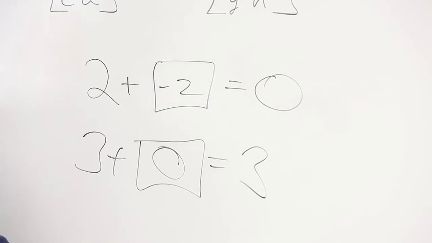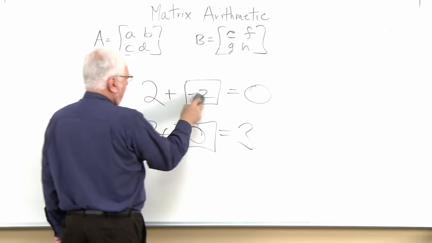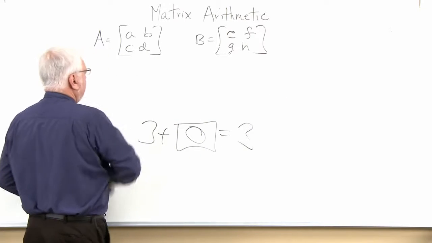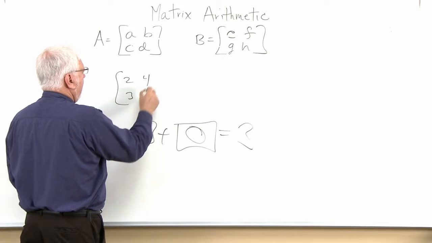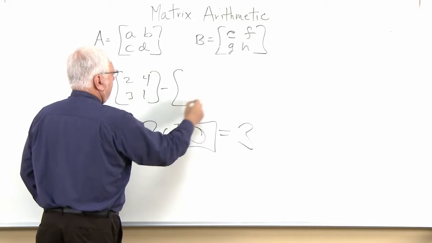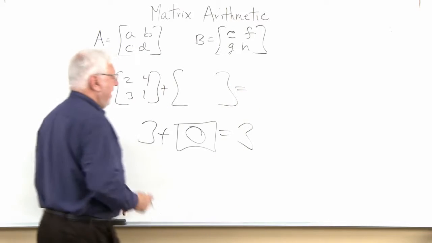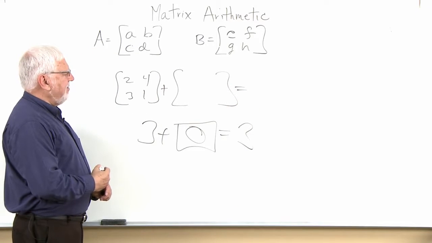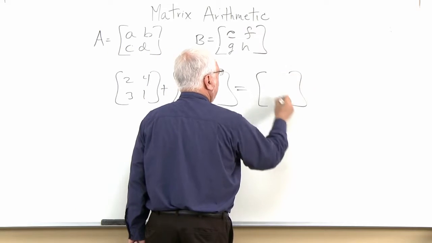So what could we do? What would a negative be for this one? So it would work here. Well, let's try an actual number. 2, 4, 3, 1. What could I subtract from, or add to that? Now, I have to get my identity, my additive identity. That's pretty intuitive. Which 2 by 2 matrix would that be?